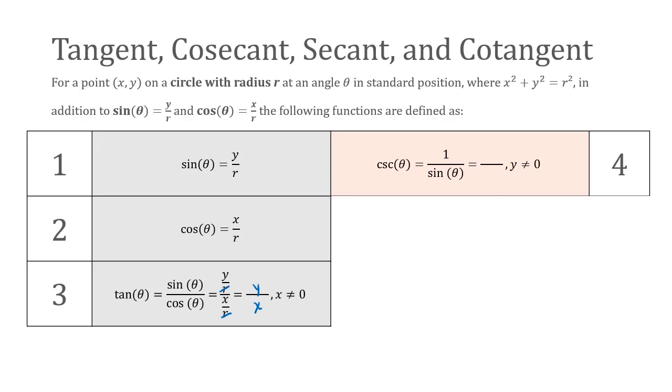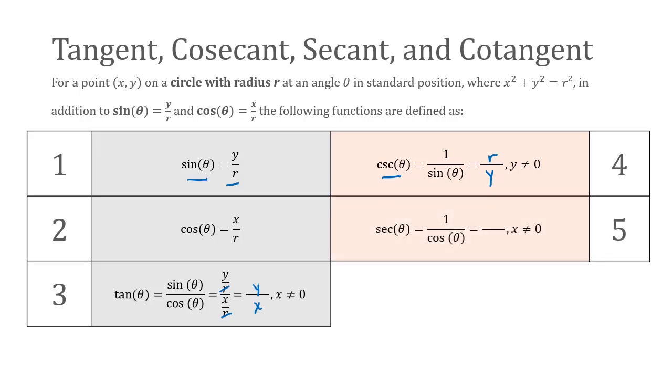Next is the cosecant of an angle. Cosecant is abbreviated CSC. The cosecant of an angle is equal to 1 over the sine of the angle. This is the reciprocal of the sine function. Since the sine of theta is defined as y over r, then the cosecant is defined as r over y, where y cannot equal 0.